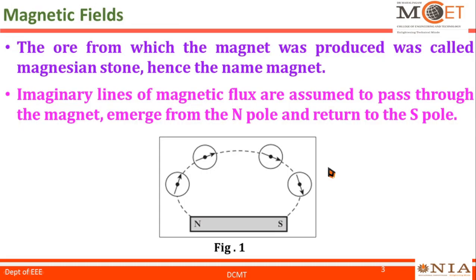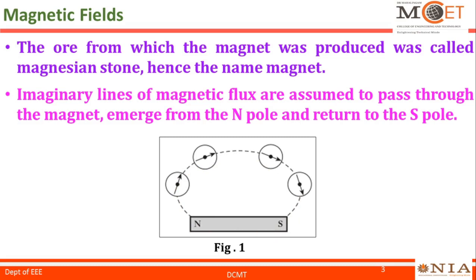Magnet was produced from the ore magnesian stone, hence it is named magnet. Magnetic field is the region around the magnet where a moving charge experiences a force, whereas the magnetic flux shows the strength of magnetic lines produced by the magnet. Refer to figure 1. The bar magnet and its associated flux lines are shown. The flux lines emerge from the North Pole and enter into the South Pole.